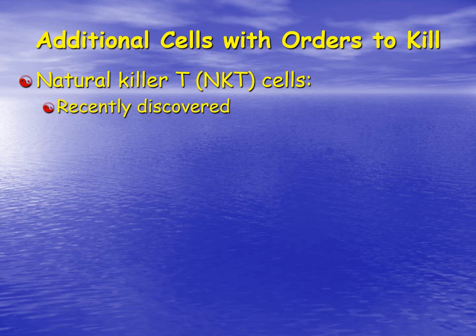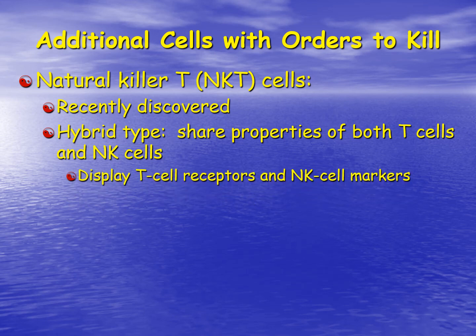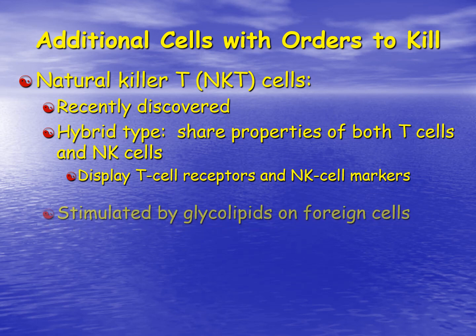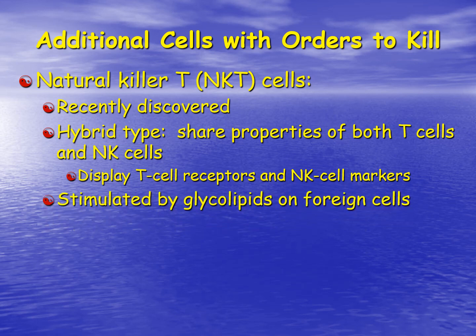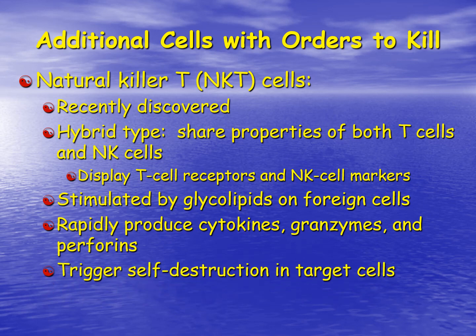The natural killer T cells, which are a little different, were recently discovered, and they share properties of both T lymphocytes and the natural killer cells themselves. They do display T cell receptors and receptors or markers found on the natural killer cells. They typically will be stimulated by glycolipids on foreign cells, and they rapidly then will produce cytokines, granzymes, and perforins. They will trigger apoptosis in the target cells.